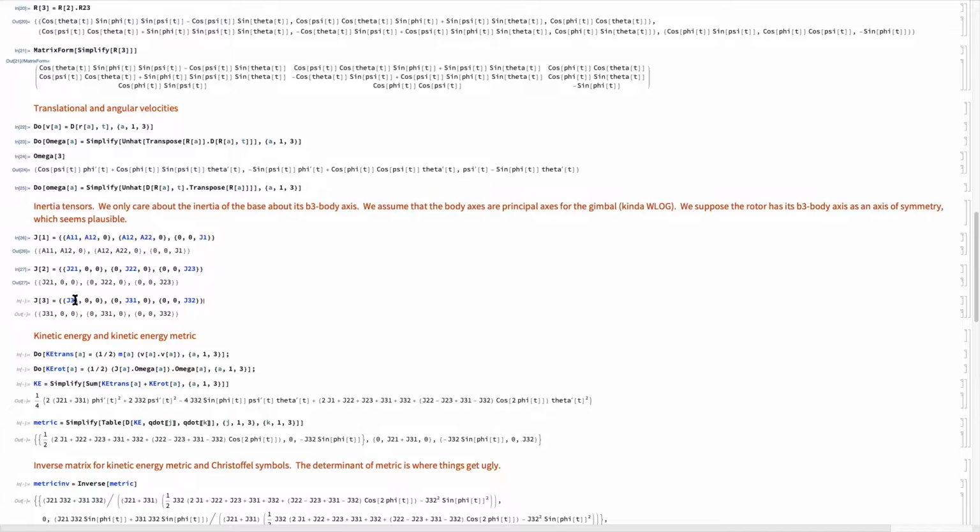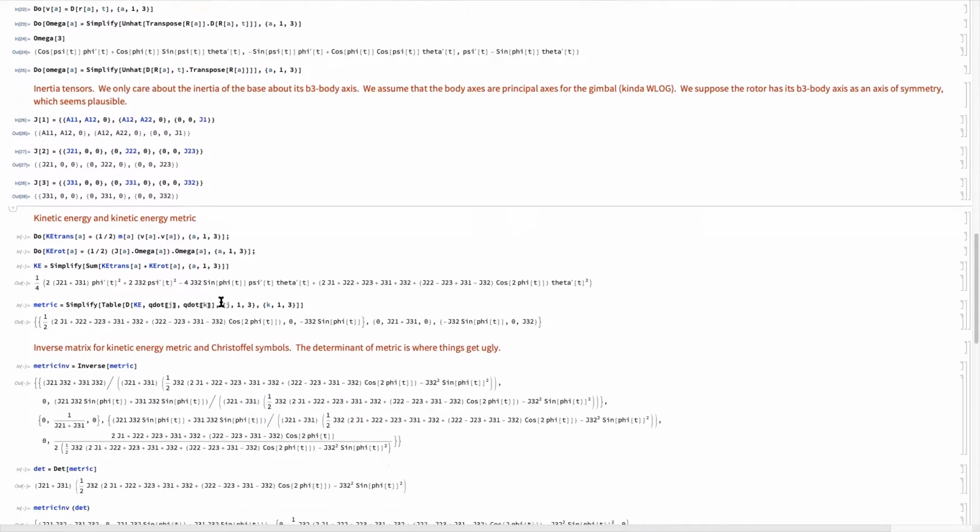So it's J31 and J31 in the B1 and the B2 directions. That reflects that the B3 axis is a body axis of symmetry. Okay, so again, that's a place where you have to do some thinking. And then we go through quite a lot of stuff where you don't have to do any thinking.